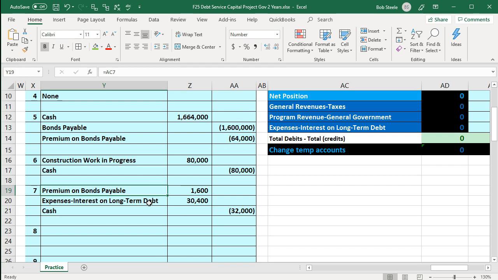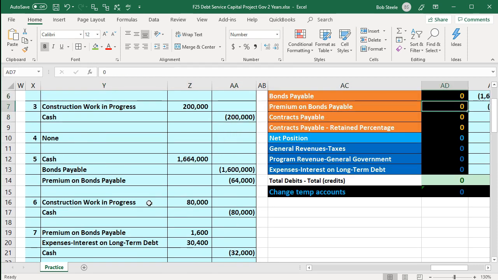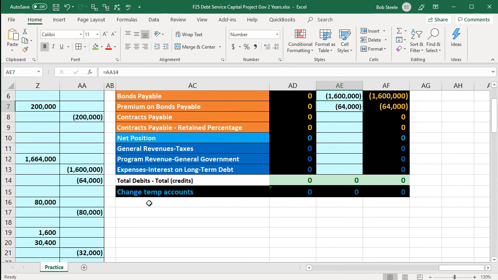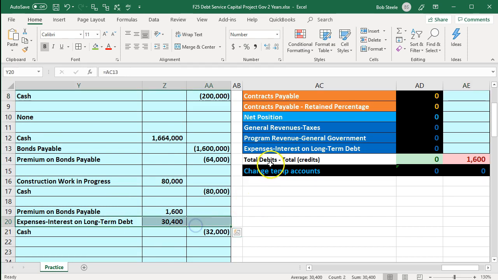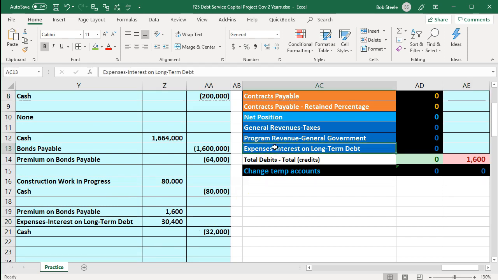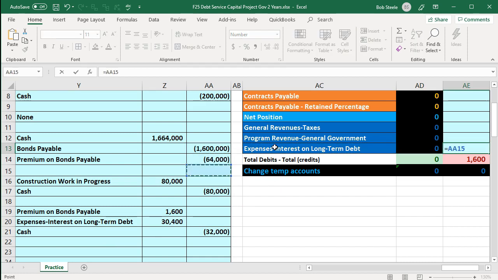So let's record this. We're going to go to the premium on the bond payable. If we scroll back up top, we got the premium on the bond payable. That's in AE7. Something's in it. So I'm going to say F2 plus F2. Scroll back down, and we're going to pick up that debit amount of the 1,600. Then we're going to be posting the expense. So the expense is going to be down in AE13 equals, and we'll pick up that 30,400.